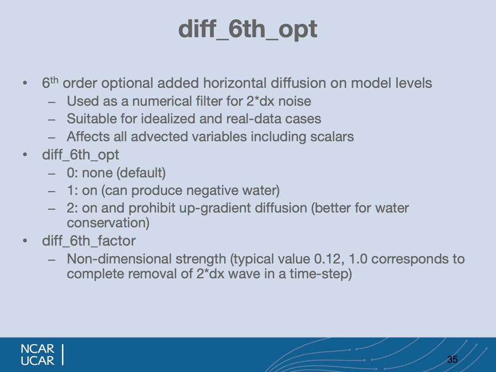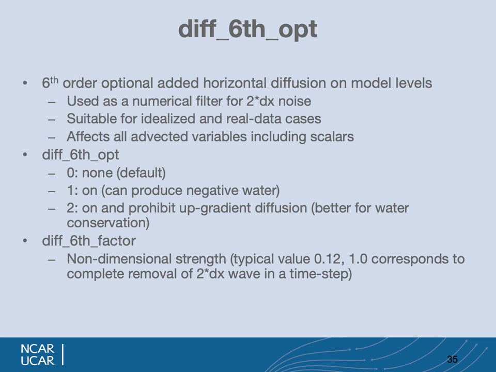There are 3 ways of running this. Turn it off. One is the simplest way of applying this, but can produce negative water, so we don't recommend that. 2 is one that prohibits upgradient diffusion and does allow positive definiteness of water, so it keeps the water positive. There's a factor as well, diff6 factor, which controls the strength of this term. Typical value is 0.12, which is quite a strong diffusive term for this 2 delta x noise. Value of 1 would correspond to a complete removal of a 2 delta x wave in one time step.